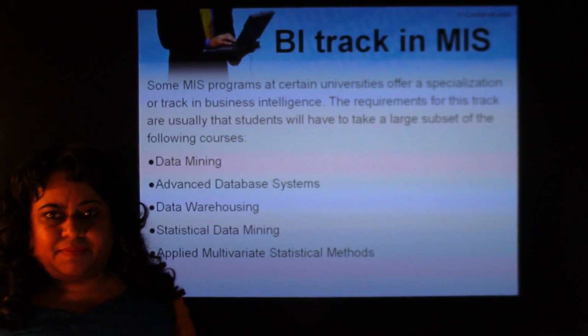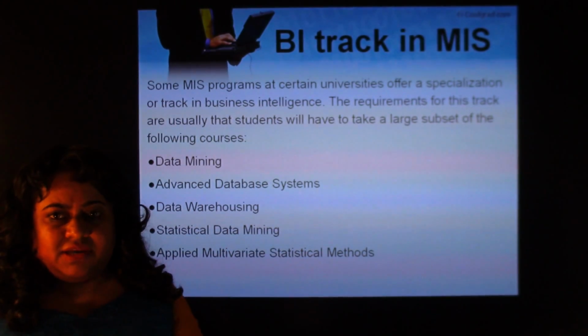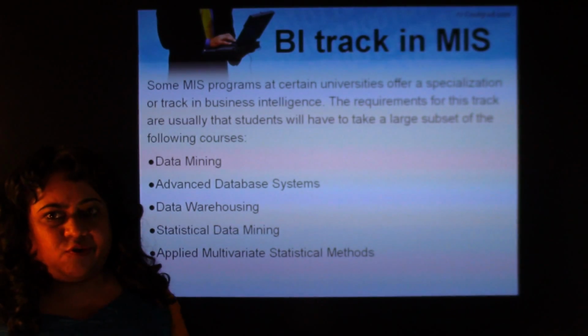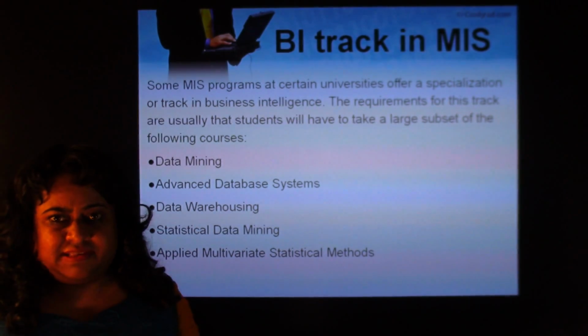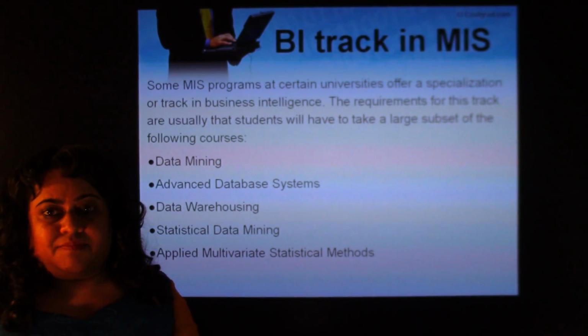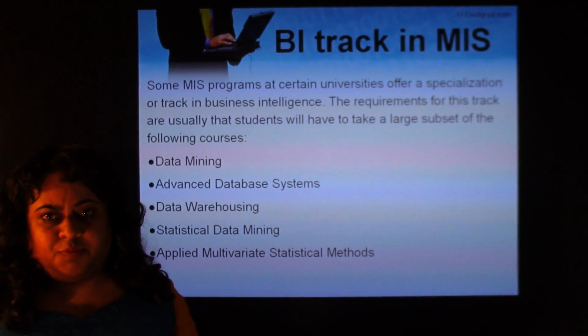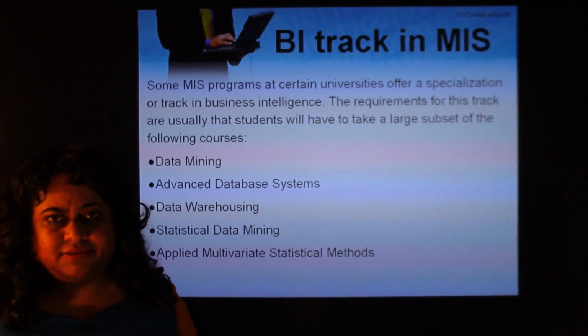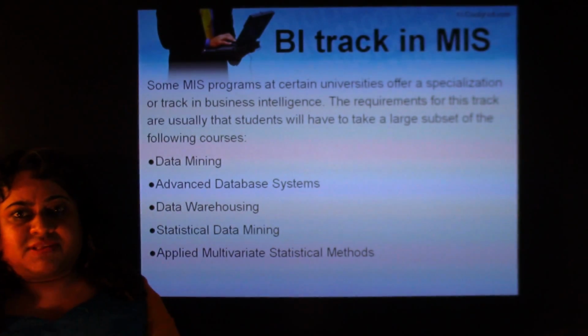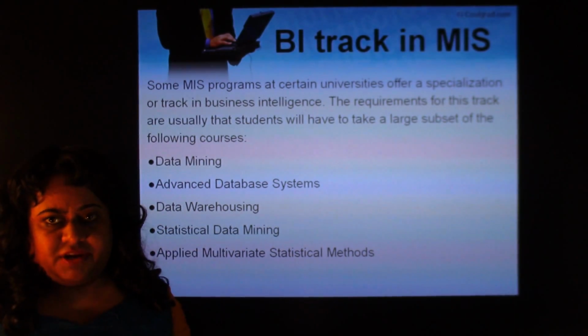You can do a generic MIS with just a subset of these courses, but if you want to get a major like business intelligence, then you might have to take these courses and some more, depending on what the university stipulates. So you can major in different things. Like an MBA, you can major in marketing or finance or entrepreneurship, or you can do a generic MBA. So it's the same in MIS. You can major in business intelligence, major in information security. You can major in so many different things.